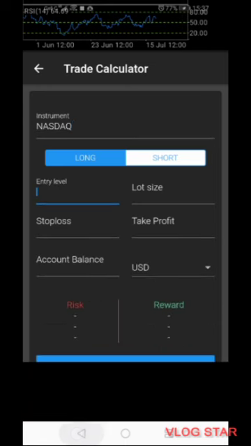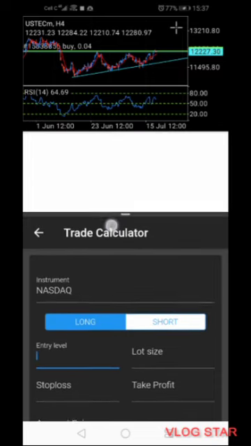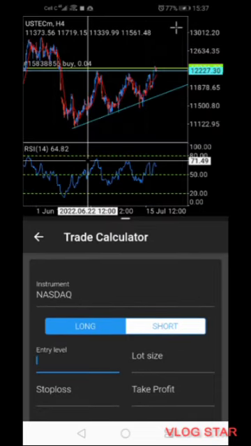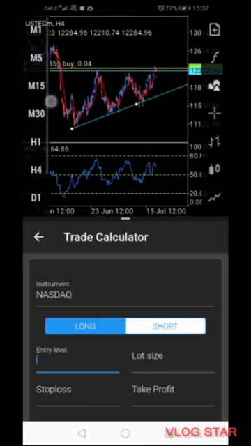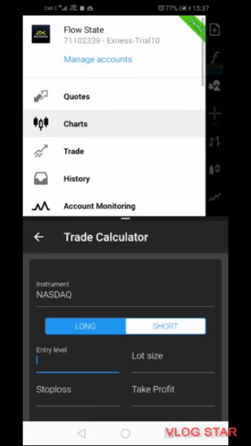Then I put the entry price. So I need to just recheck what price we entered at. Let me go down here. Let me close this. Entry price. Where do I go back here? No, man. There we go.